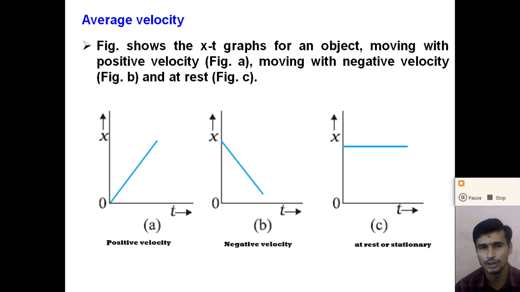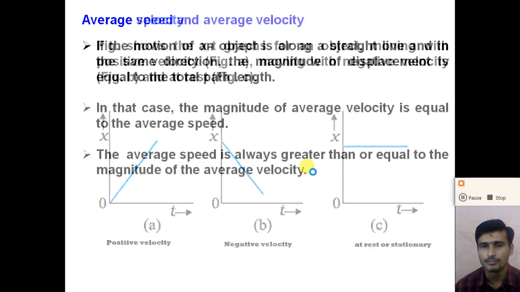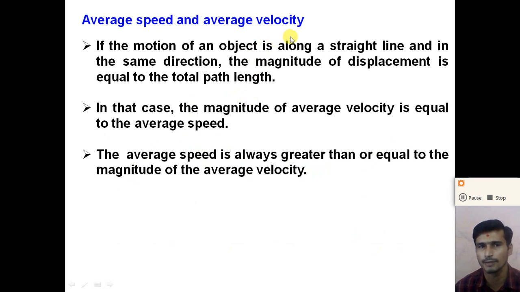So from the position time graph, we can know whether the velocity is positive, negative or 0, right? If the position time graph is linear in the upward direction, the velocity is positive. If it is linear in the downward direction, the velocity is negative. And if it is a straight line parallel to the time axis, the velocity of the object is 0, right? Understand, dear student? Now average speed and the average velocity.